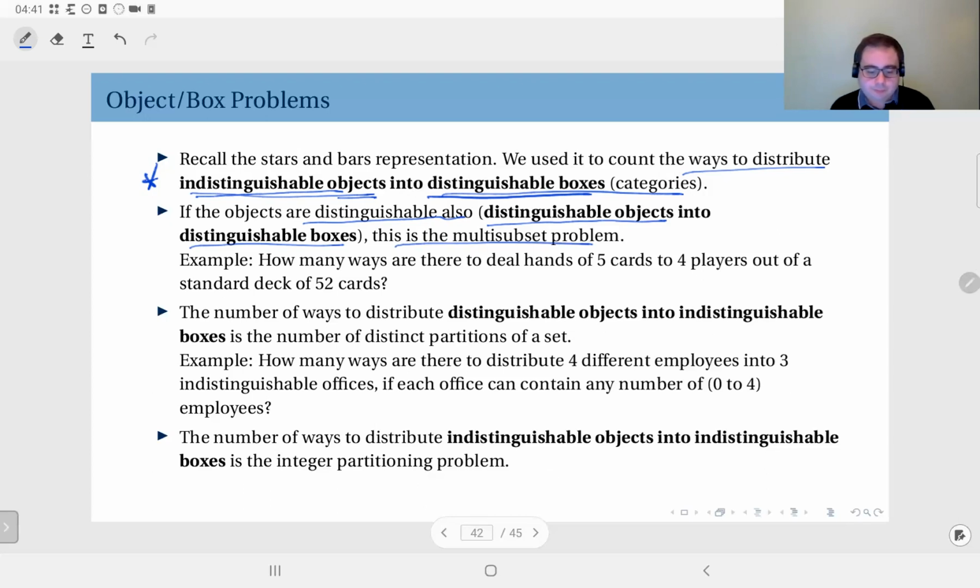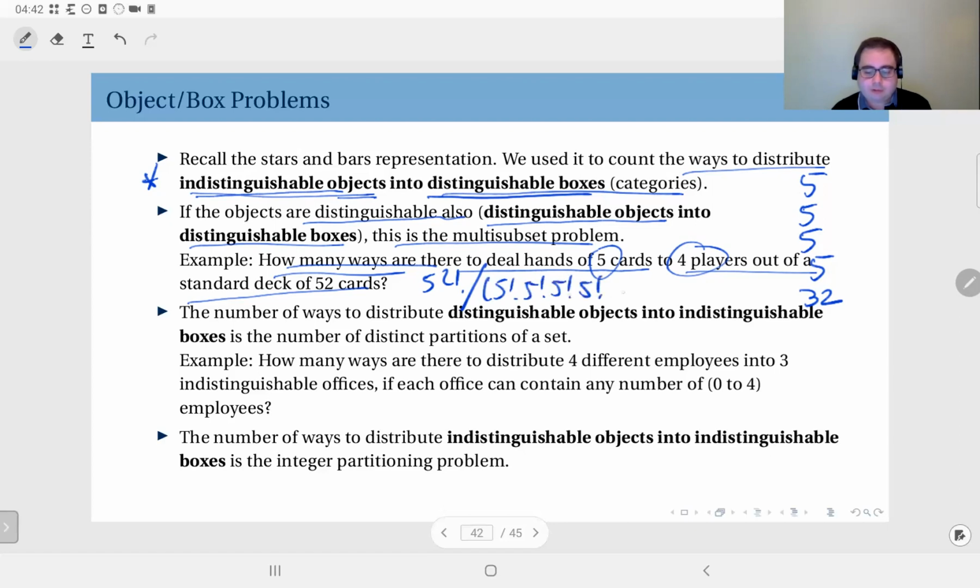For instance, how many ways are there to deal hands of 5 cards to 4 players out of a standard deck of 52? Now, essentially what you are doing is forming a partition, right? From 52, you would like to form a partition where you have 4 players, so you deal 5 cards to each of them, 5 to one, 5 to another, 5 to another, 5 to another, and the remainder, 32, is left out. So a partition in this format of 5 subsets, right? 4 of them have 5 elements and the other has 32. So how many ways is this? The answer is 52 factorial divided by 5 factorial, 5 factorial, 5 factorial, 5 factorial, and 32 factorial. This we already have seen earlier.